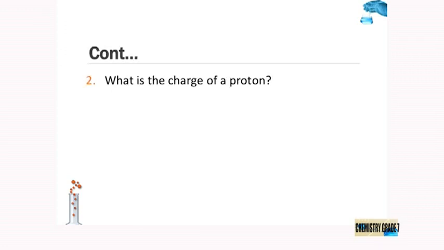What is the charge of a proton? Plus 1, minus 1, 0, or plus 2? Plus 1.